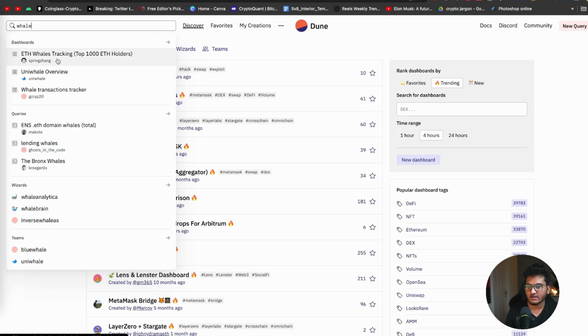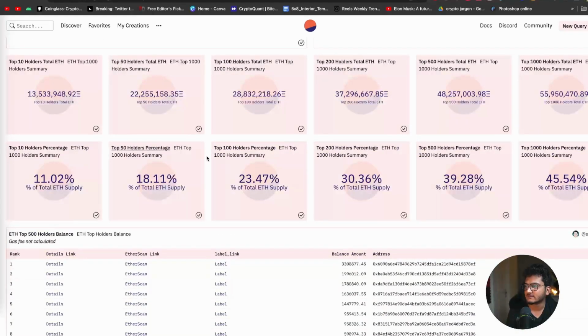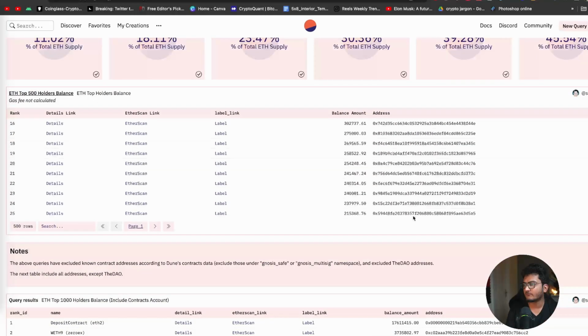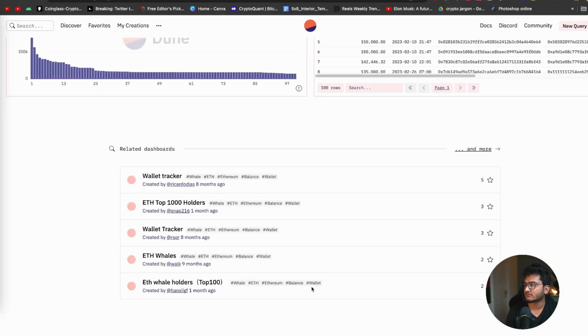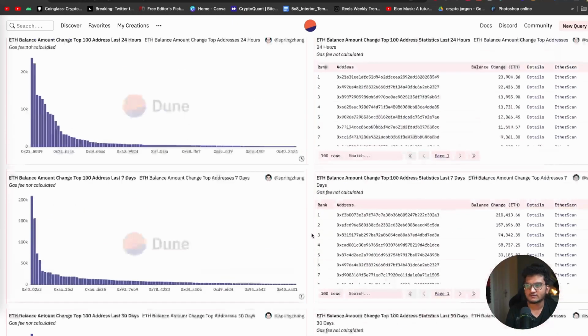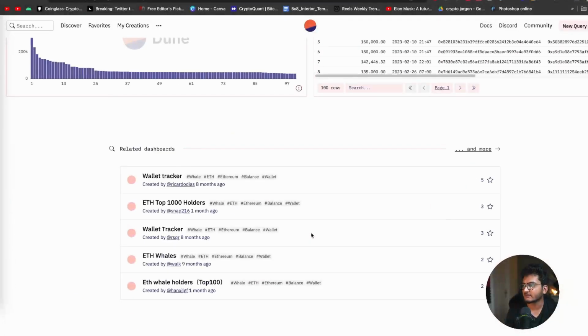Similarly, we can also track whales here. Click on whales, ETH whales, top 100 ETH whales. Here it will summarize everything about the top 100 ETH whales, how much balance they hold and so on. So in this way, you can find the wallets of top ETH whales, go through their wallets and see what projects they are buying, what they are investing in, and so on.